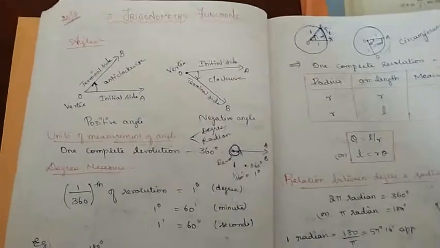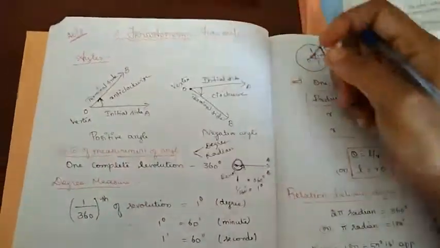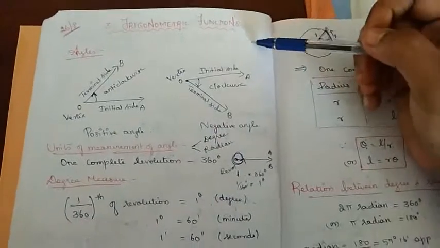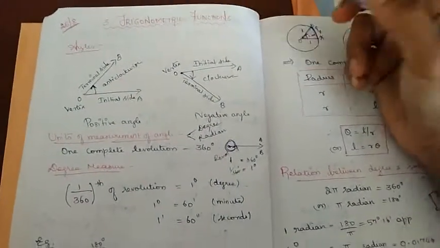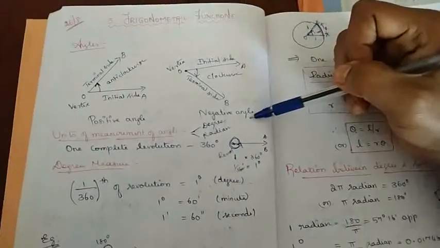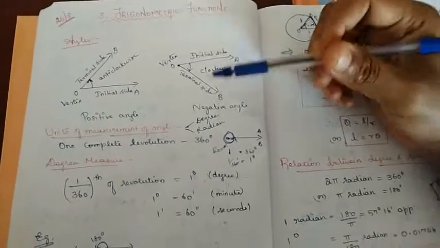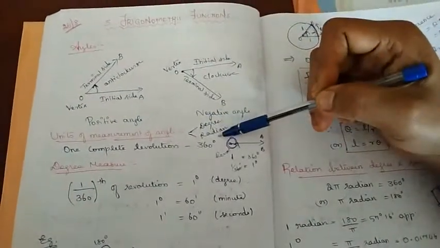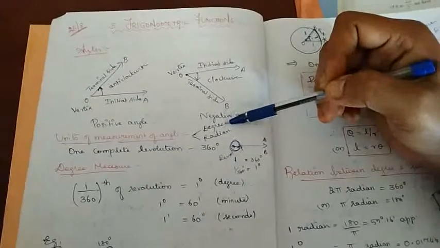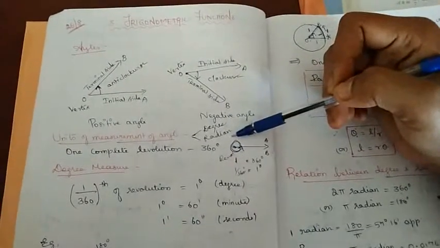Hello students, in today's class let us revise the third chapter, trigonometric functions. To start with, first we have learned the measure of angle. Angle can be measured in two types of units of measurement: one is degree, the other one is radian.